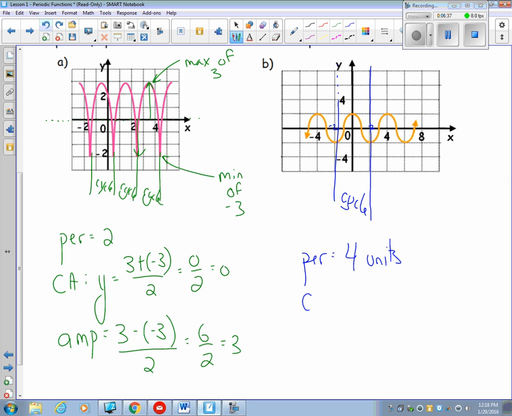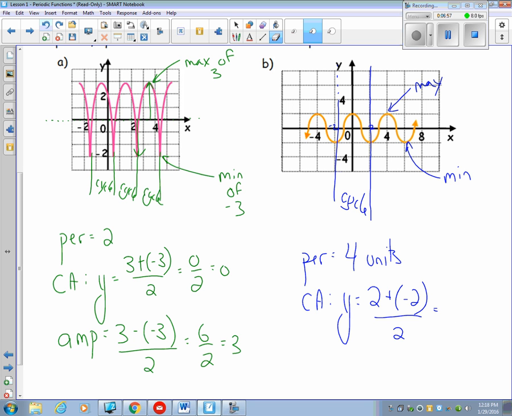And my central axis is y equals my maximum value plus my minimum over 2. That's about here. Again, it's going by 2s. So that's 2. And there's my min, which is -2. Adding them, 0 over 2, which is 0. My central axis is 0, which makes sense.